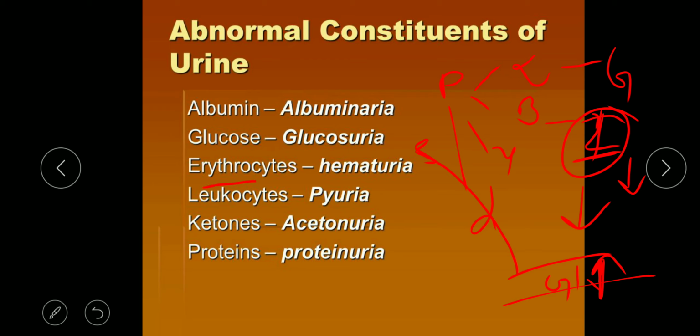Erythrocytes, it means red blood cells, if present in the urine, it is known as hematuria, and it happens due to infection in the urinary tract. Then at certain times leukocytes are also present in the urine, then it is known as pyuria. This is not in your syllabus. If ketones and proteins are there, then it is acetonuria for ketones and proteinuria for proteins. Okay, and both these basically occur due to high blood pressure.